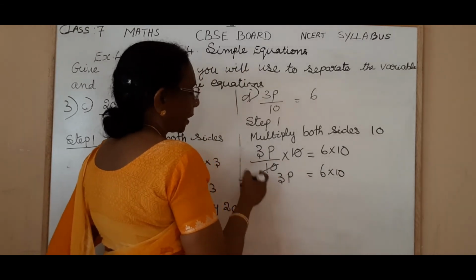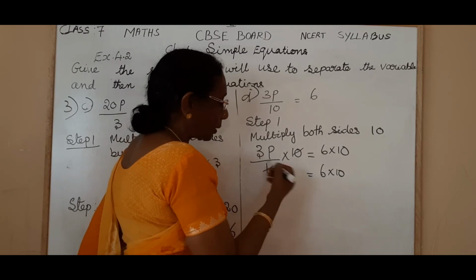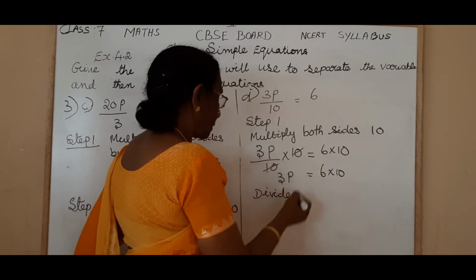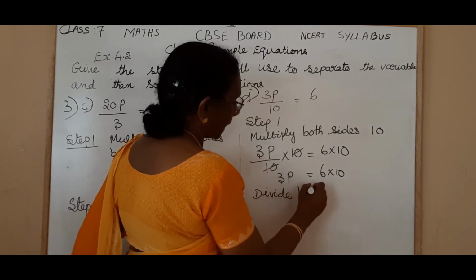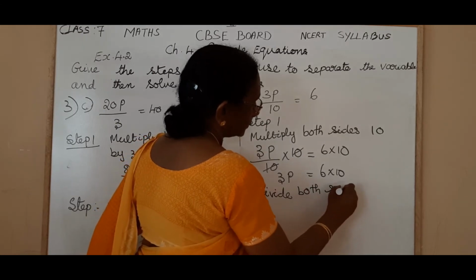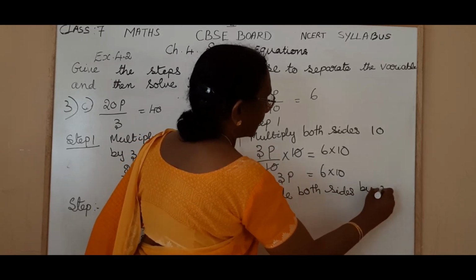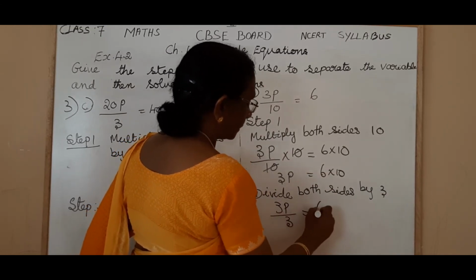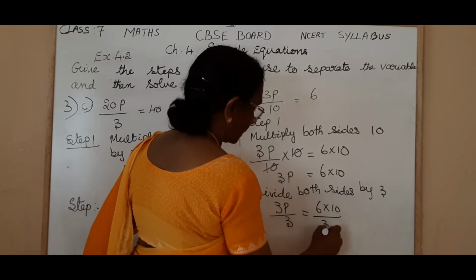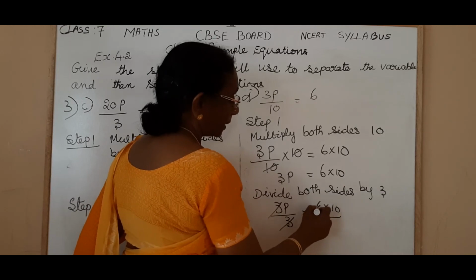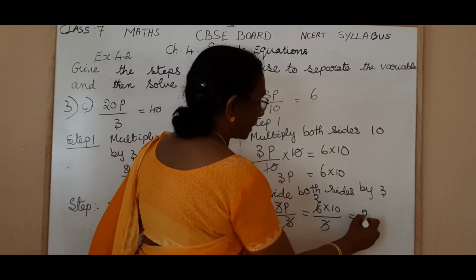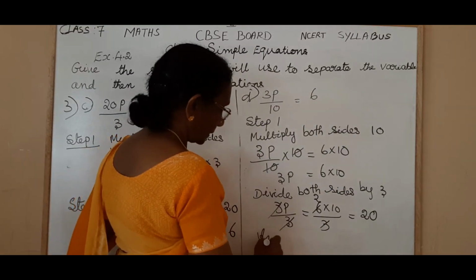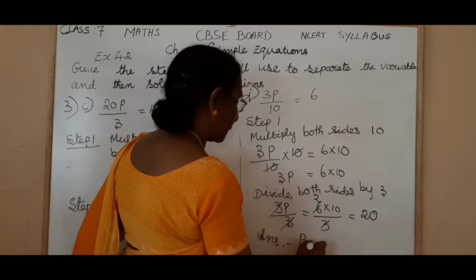Now next, what do you have to eliminate here? 3. So you have to divide. 3p is 3 into p. So the opposite is divide both sides by what number? 3. So 3p by 3 is equal to 6 into 10 by 3. 3 gets cancelled. 3 goes 2 times. So the answer is 20. So p is equal to 20.